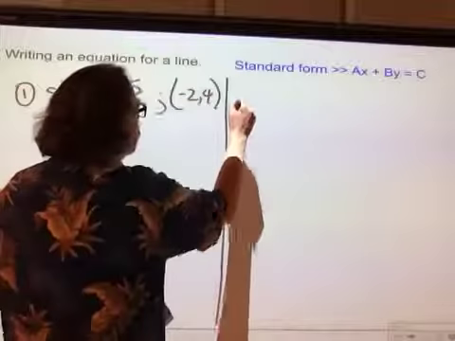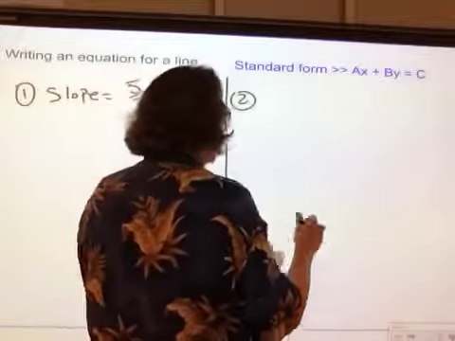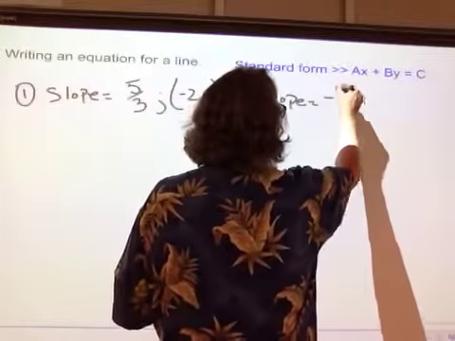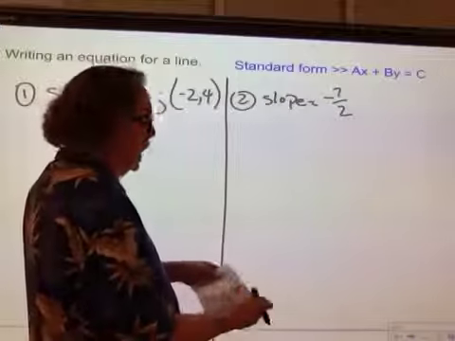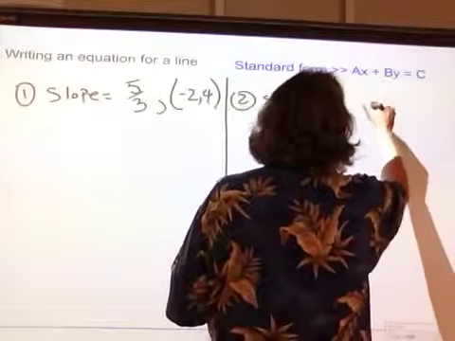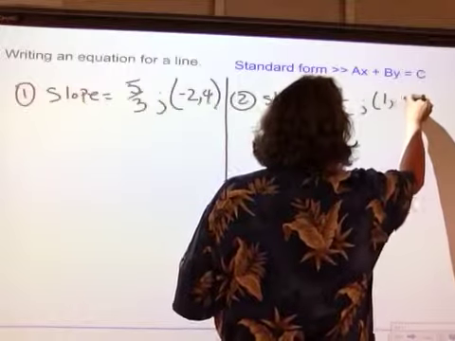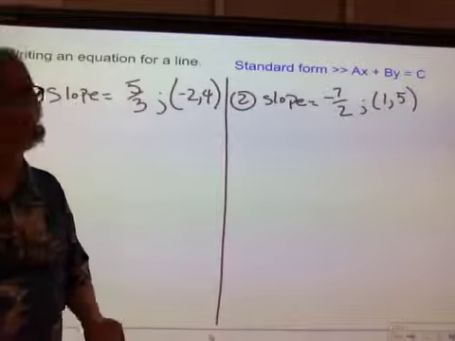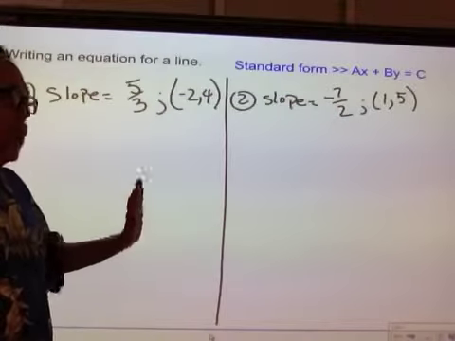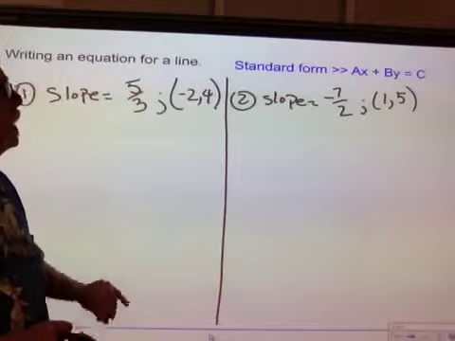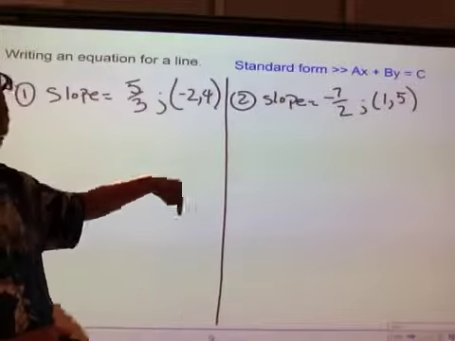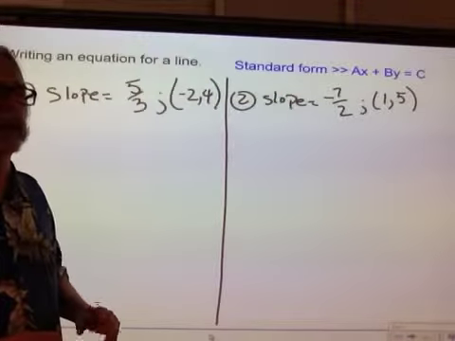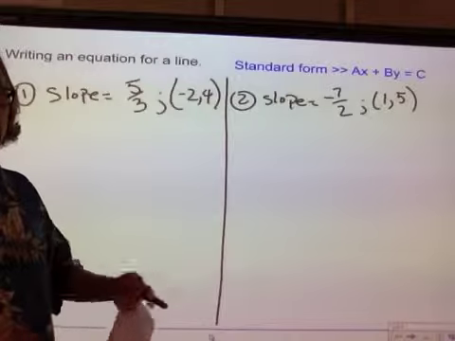All right. And then problem number 2 for you is the slope is equal to -7/2, okay? And our point is going to be at 1, 5, all right? Okay, so what you should do now is, you have these written down, pause the video, hit the pause button down there, and then work these out. When you're done, restart the video and you'll see where we left off. Okay, we'll see what the right answers are. Okay, so go ahead and do that.